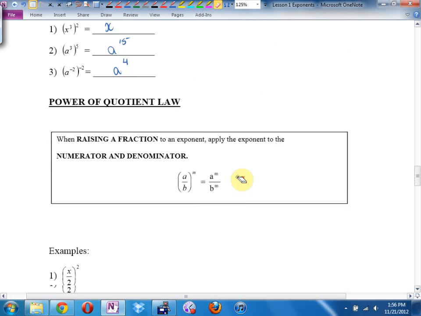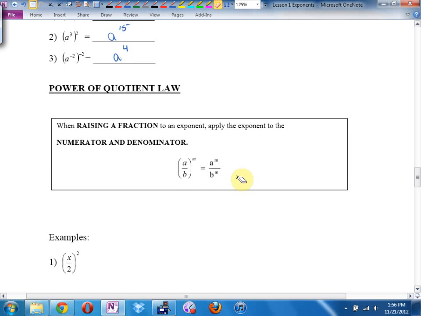Oh, what if we have the power of a quotient, a fraction? If you have a fraction in brackets with the exponent outside the fraction, the exponent goes on to the top and it goes on to the bottom, which also kind of makes sense. In other words, x over 2 all squared, which is how I would read that, is x squared over 2 squared. But 2 squared I can simplify. X squared over 4.